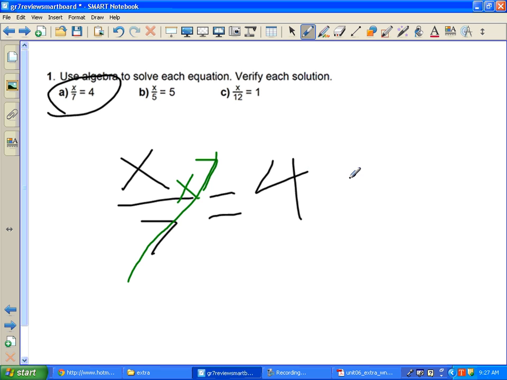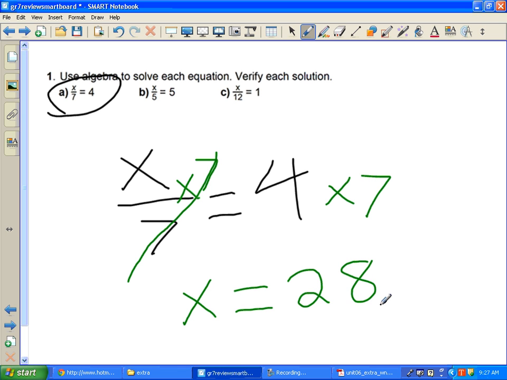Over here, you're going to do the same. You're going to multiply it by 7 because if you do it to one side of the equal sign, you must do it to the other. So x equals, and then 4 times 7 is 28. And there's your answer. And the easy way to check your answer is take that 28 and plug it back into x. So you'd have 28 over 7 equals 4, and it will be that on each side.